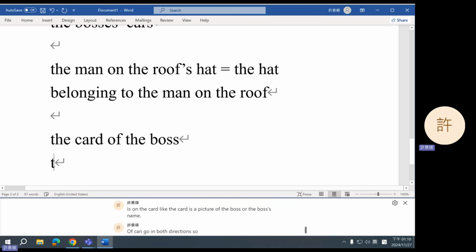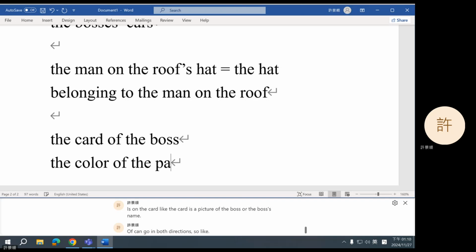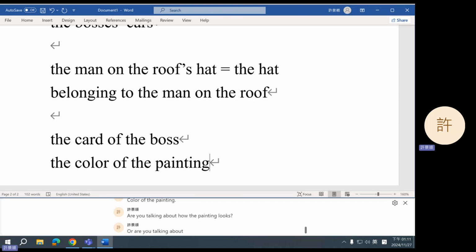So, like, the color of the painting. Are you talking about how the painting looks? Or are you talking about how the painting uses color? Like color as a factor in this painting.